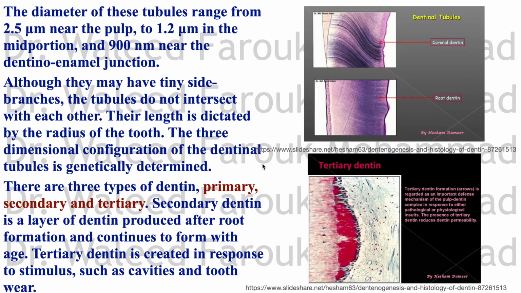Also, there are primary, secondary, and tertiary dentin. The secondary dentin is the one produced after root formation and continues to form with age. The third or tertiary dentin forms due to stimuli like cavities, for example. You can see here the tertiary dentin is forming.